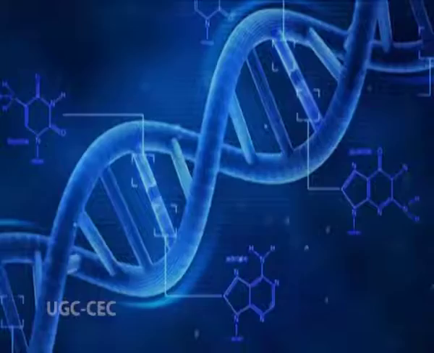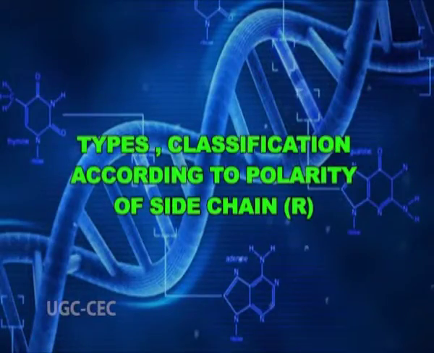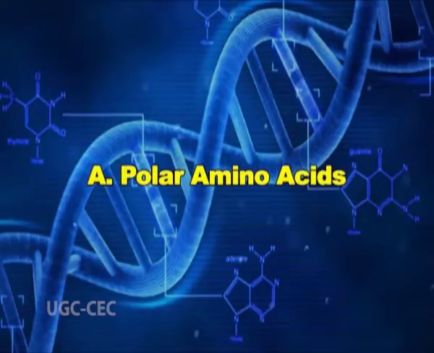There are about 300 amino acids in nature, but only 20 of them enter into protein synthesis. Types, classification according to polarity of the side chain, are: A. Polar amino acids, in which the R alkyl group contains polar hydrophilic groups, so it can form hydrogen bonds with H2O or water.